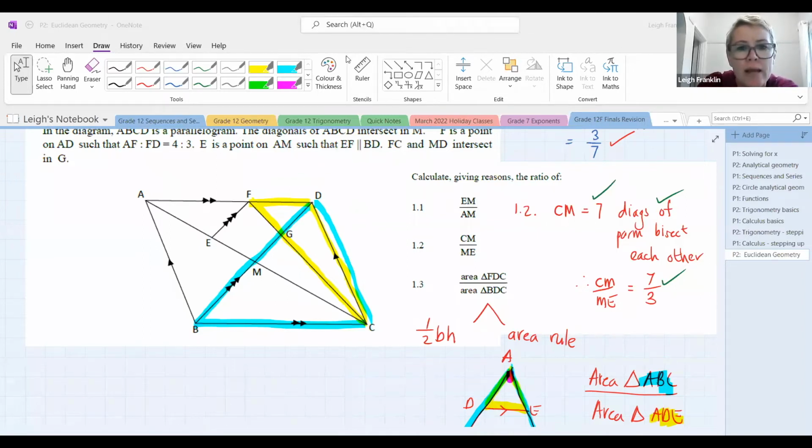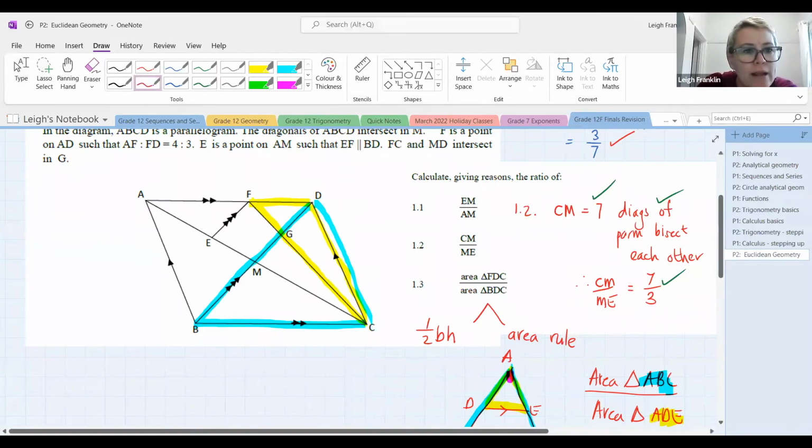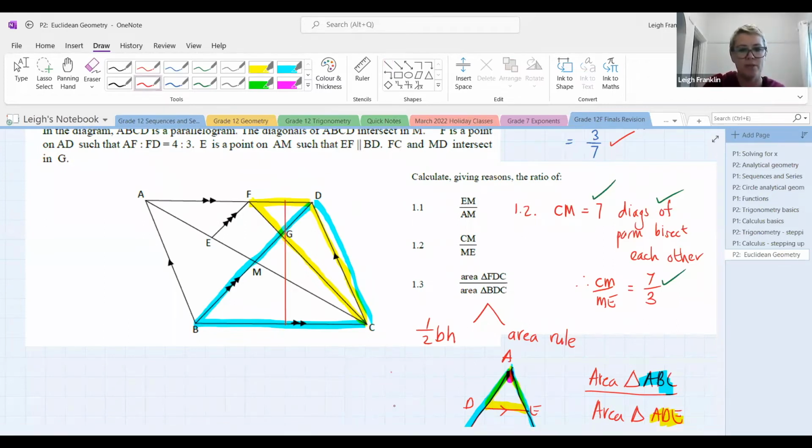So I'm going to draw a line in red from the base of triangle FDC, which is line FD, to the base of triangle DBC, which is BC. Can you see they have the same perpendicular height? That's perpendicular here, and that's perpendicular there. They have the same perpendicular height. Do you see that? Everybody cool with that?